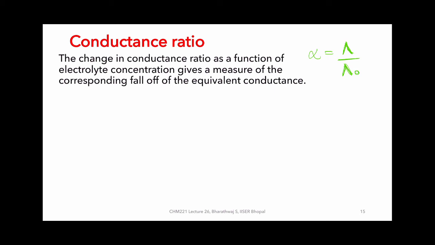And this ratio provides you an idea of, as a function of electrolyte concentration, remember, this is a function of concentration. So the change in conductance ratio alpha as a function of electrolyte concentration gives a measure of the corresponding fall off, meaning that as you keep increasing the concentration, lambda keeps falling off. Lambda naught is going to be a constant for a given electrolyte. Therefore, this gives a measure of the corresponding fall off of the equivalent conductance as a function of concentration.